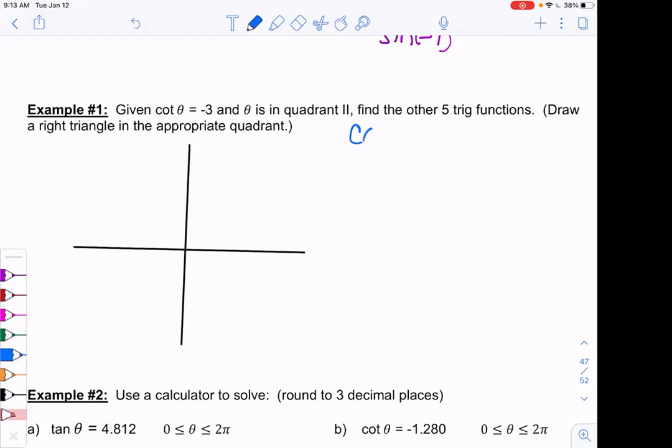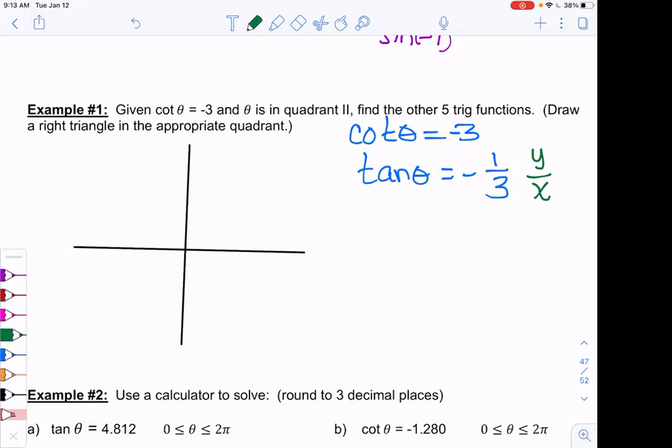We know the cotangent is -3. So without doing any work, without even drawing a triangle, Jack, what other function can I find if I know the cotangent? So if the cotangent is -3, the tangent is -1/3. So you flip it, and without doing any work, I know tangent because they're reciprocals. We also know that tangent is y/x.